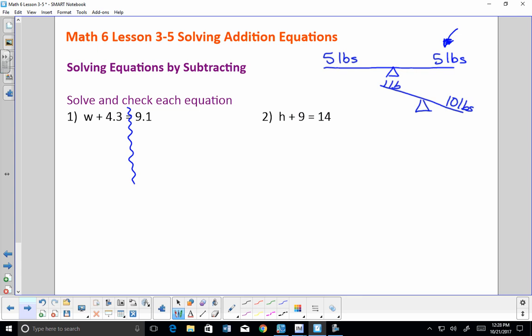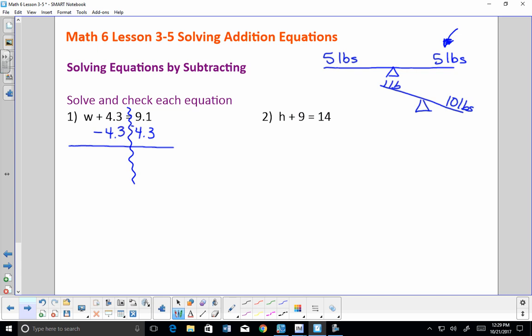So we look at what was done to W and we notice that 4.3 was added to W. So we must eliminate the addition of 4.3 by undoing that. How do we undo that? We subtract 4.3. If we subtract 4.3 from one side of the equation, we must subtract 4.3 from the other side of the equation, thus keeping the teeter-totter balanced.